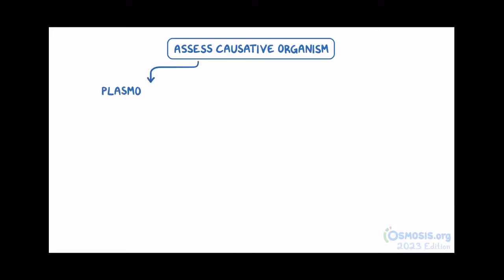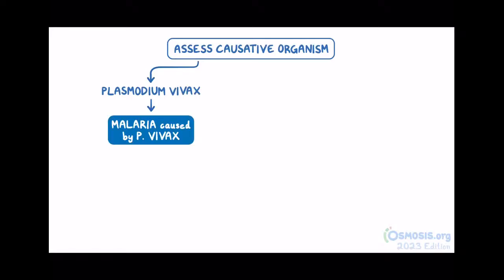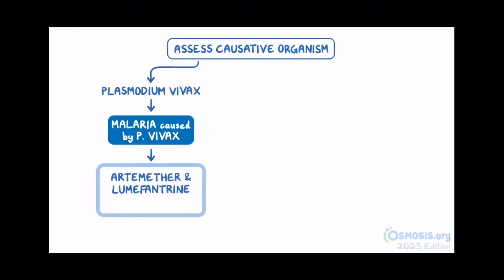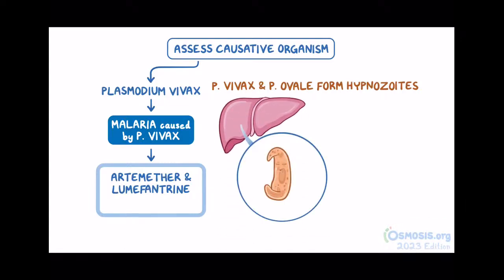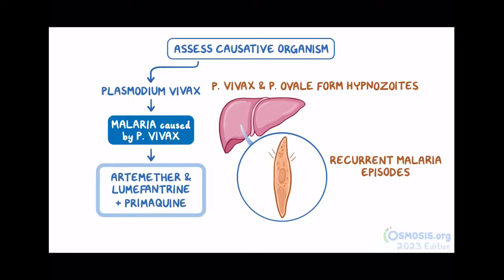Next, the blood smear identifies Plasmodium vivax. After you diagnose malaria caused by Plasmodium vivax, treatment is again based on the combination of artemether and lumefantrine. An important thing to keep in mind is that Plasmodium vivax, along with Plasmodium ovale, are the only species that can form hypnozoites, which lie dormant in the liver after symptoms clear and can reactivate months later, leading to recurrent malaria episodes. Therefore, for these species, add primaquine to eradicate the dormant intrahepatic parasites to prevent relapse.